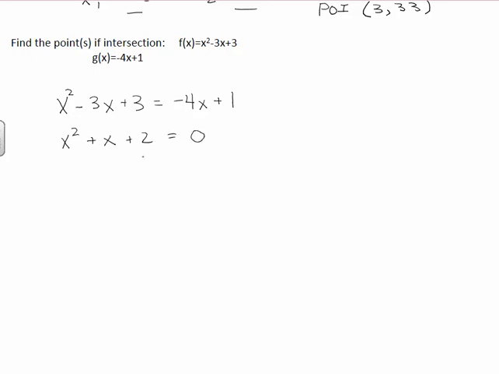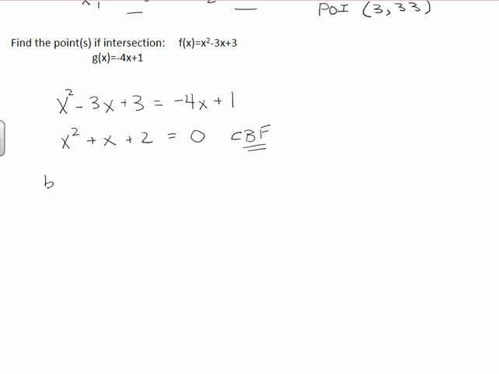I've looked to see if I can factor this, and I can't. There are not two numbers that multiply to be positive 2 and add to be positive 1. So this can't be factored. So this means one of two things. There are no solutions to this, there's no points of intersection, or that those points of intersections happen at decimals. So I would have to try the quadratic formula.